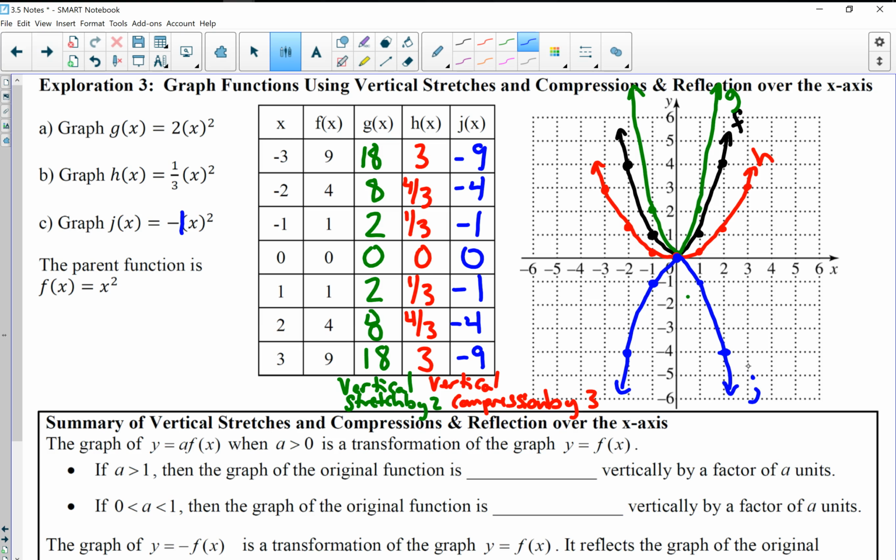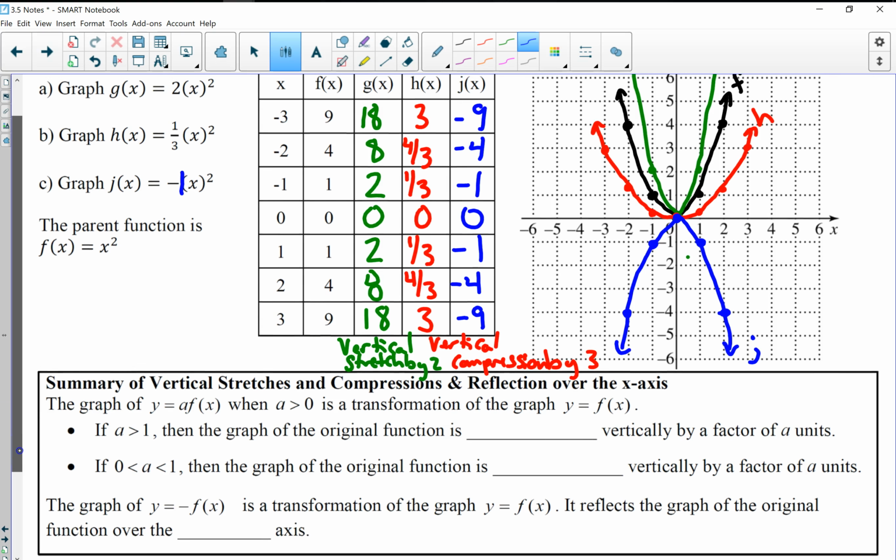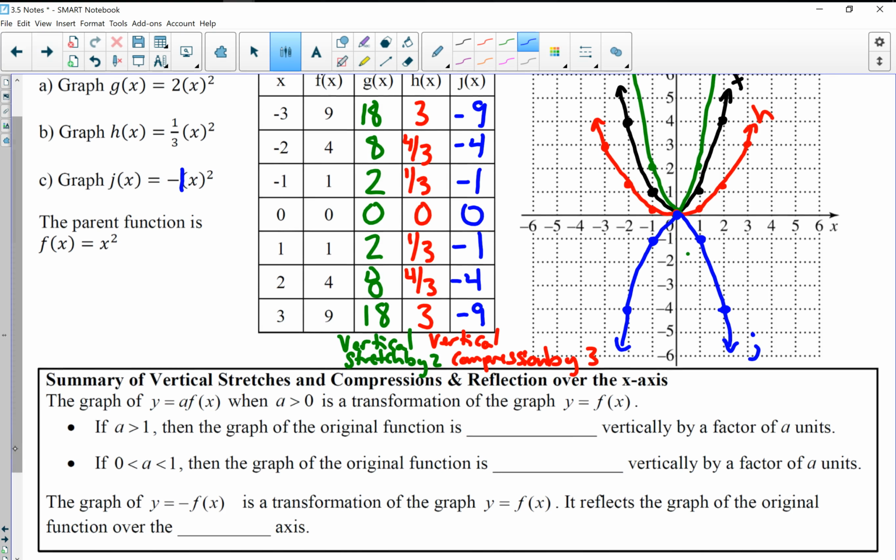x-axis, right? So it reflected all of those y values essentially by making them negative, right? What used to have been positive y values are now negative y values. So a negative multiplier does still change it vertically, right? It's changing our y values into negatives, and as a result it becomes that reflection over the x-axis.